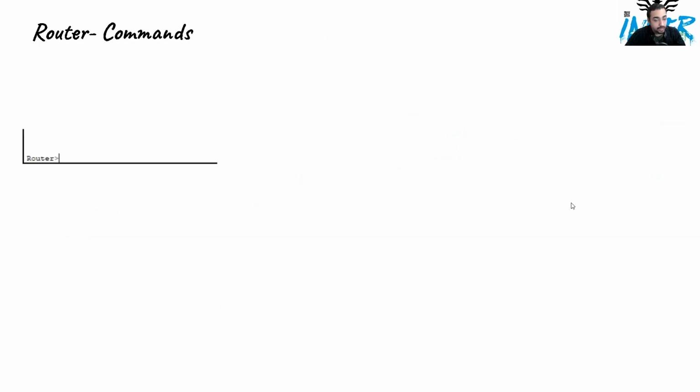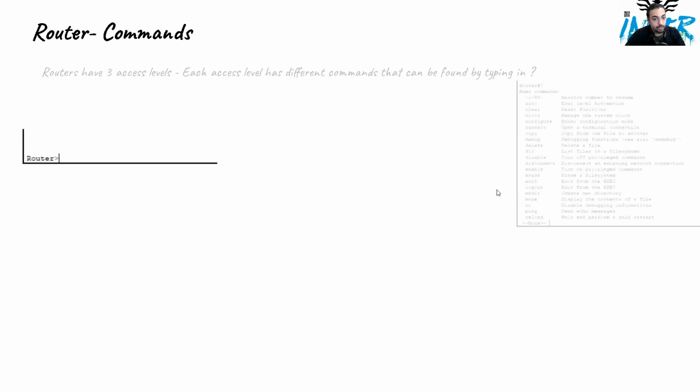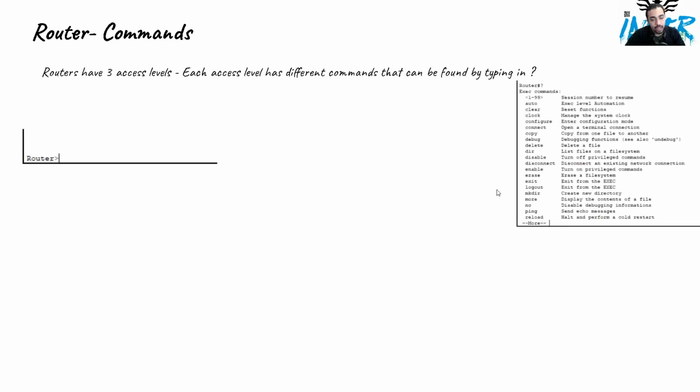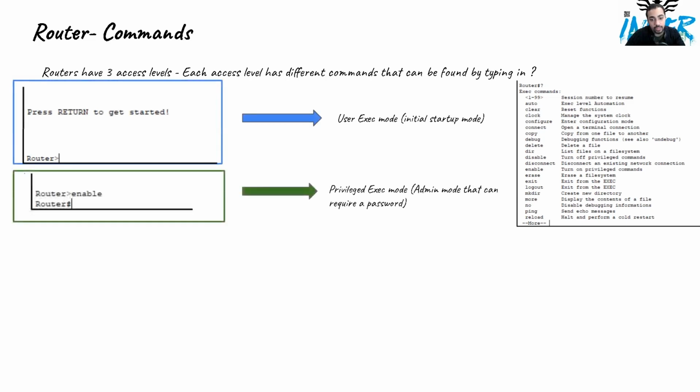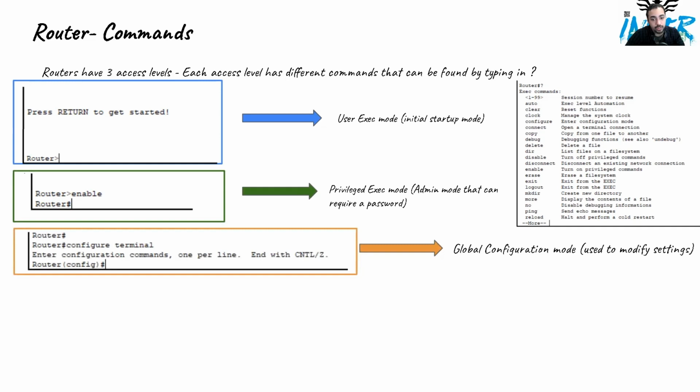Now that we got a glimpse of the router, let's look at the router commands. Routers, like switches, have 3 access levels, each with different commands that can be found by typing in the question mark at that level. Like the switch, the first access level is the user exec mode, which is the initial startup mode. The second access level, like the switch, is privilege exec mode, which is like the admin mode of the router. And again, like the switch, the third access level is global configuration mode.